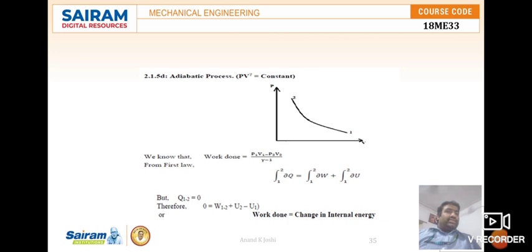Okay, if Q is equal to W plus dU, and Q is 0, then W is equal to U2 minus U1. Whatever the work done is, that will be the change in internal energy. So that is how we can understand the concept and the mathematical expressions for each process.